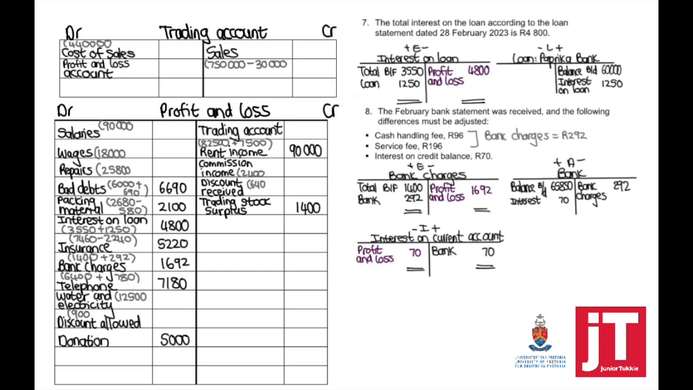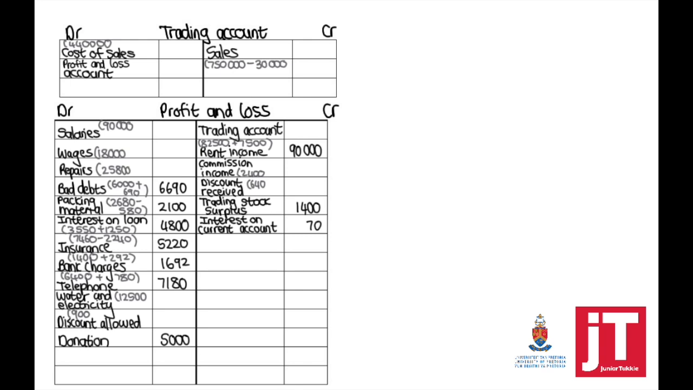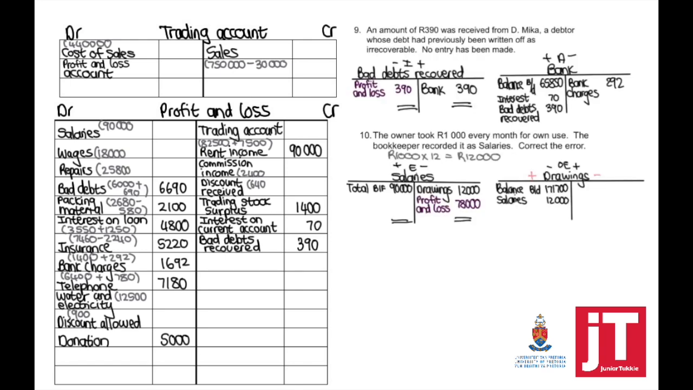Number 8, bank charges is an expense, which is credited, account debited, bank charges. Interest on current account is an income, which is debited, account credited, profit and loss. Adjustment number 9, bad debts recovered is an income, which is debited, account credited, profit and loss. Salaries is an expense, which is credited, account debited, profit and loss account.